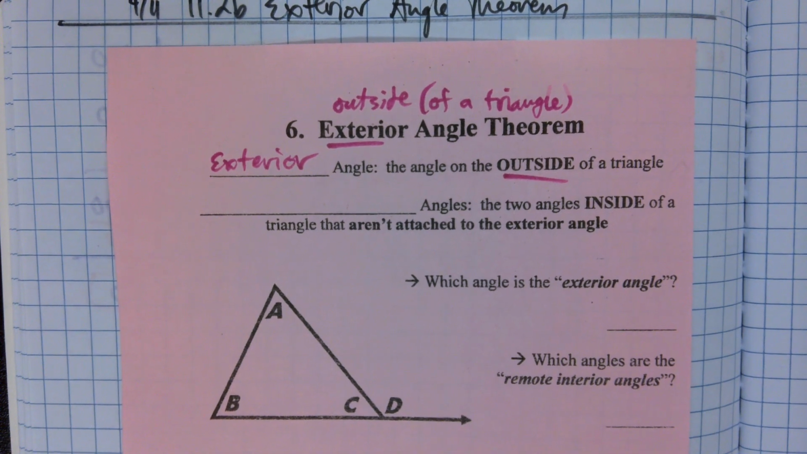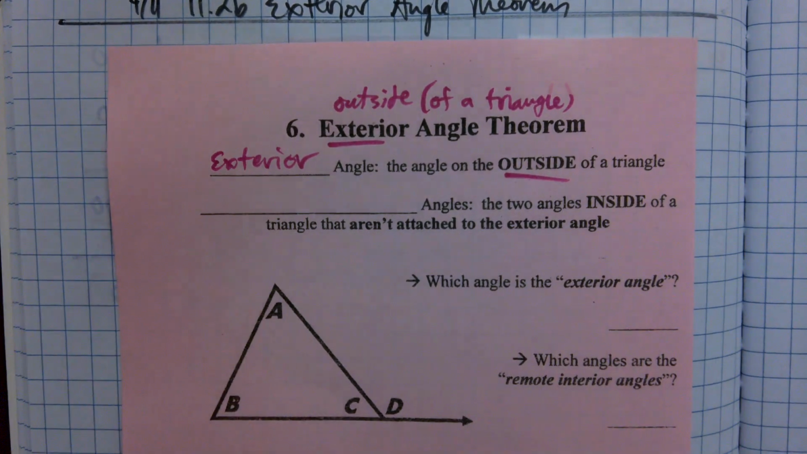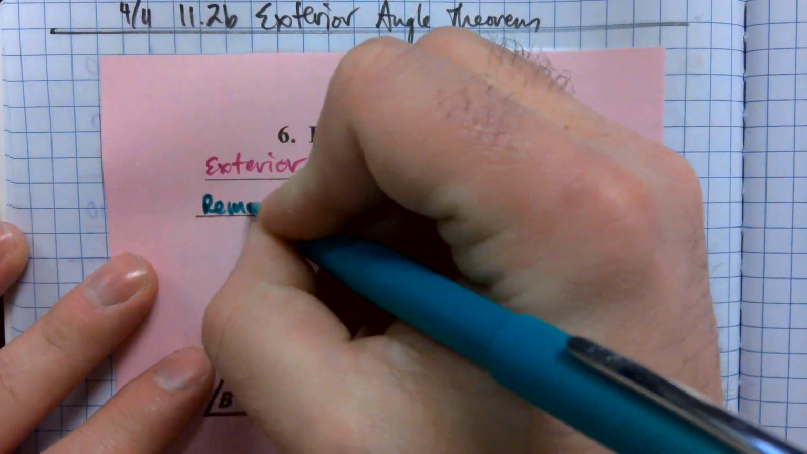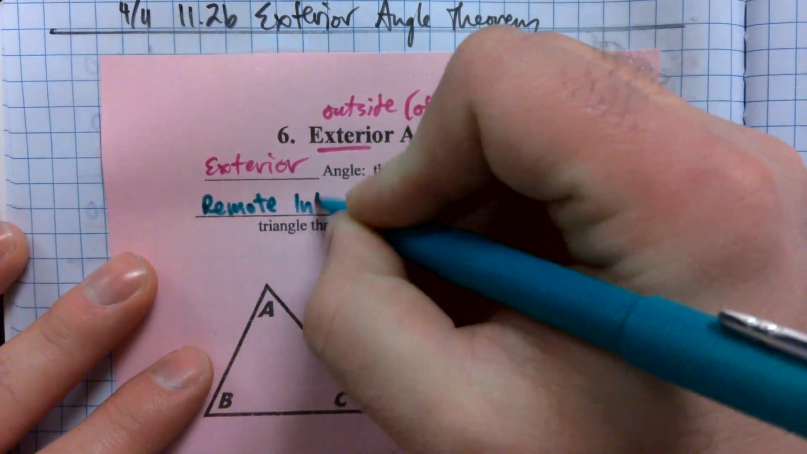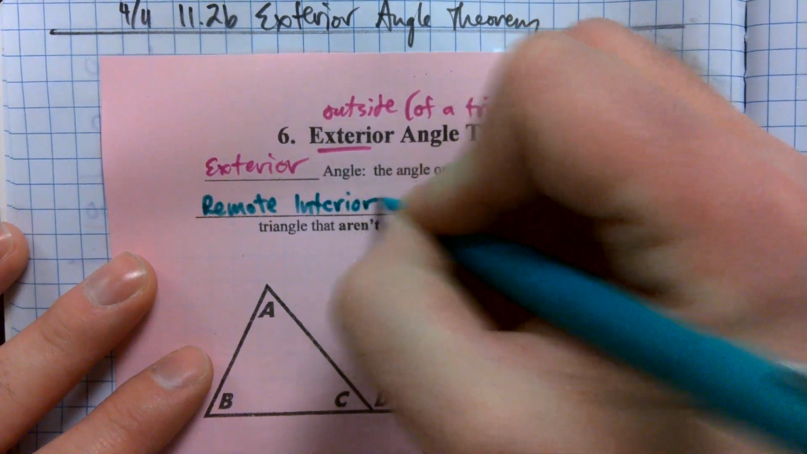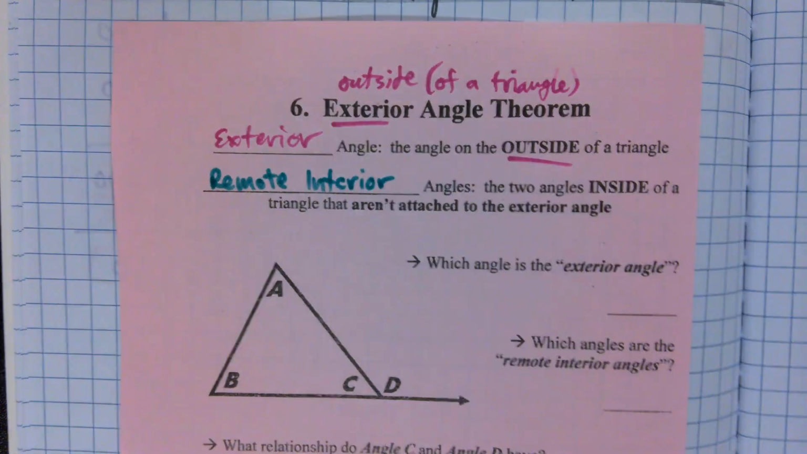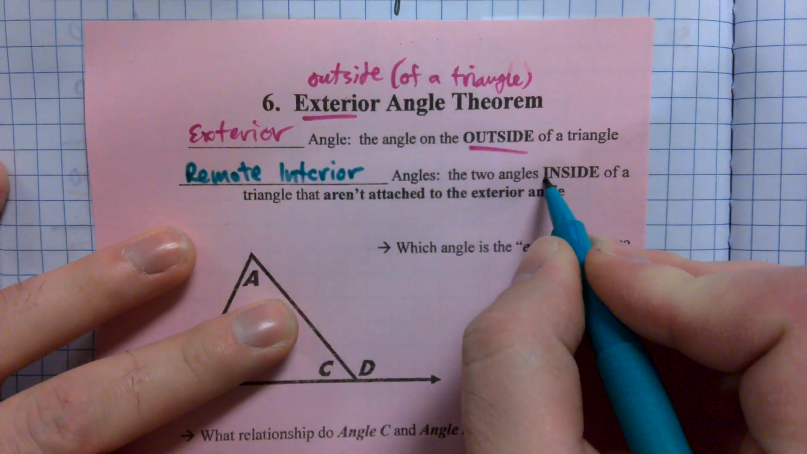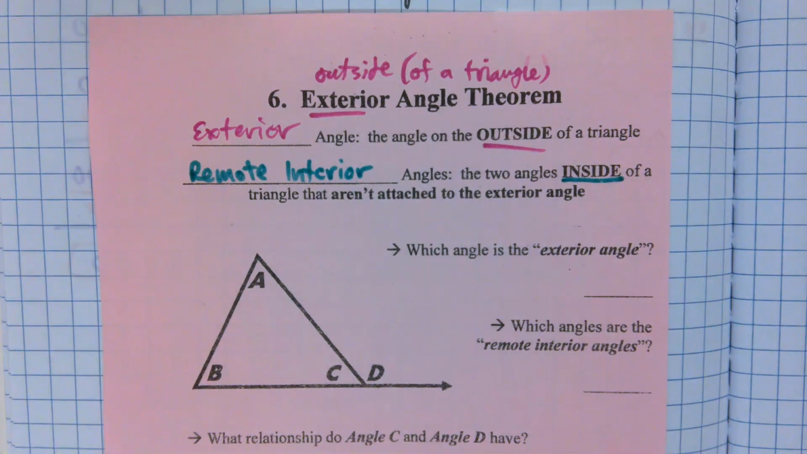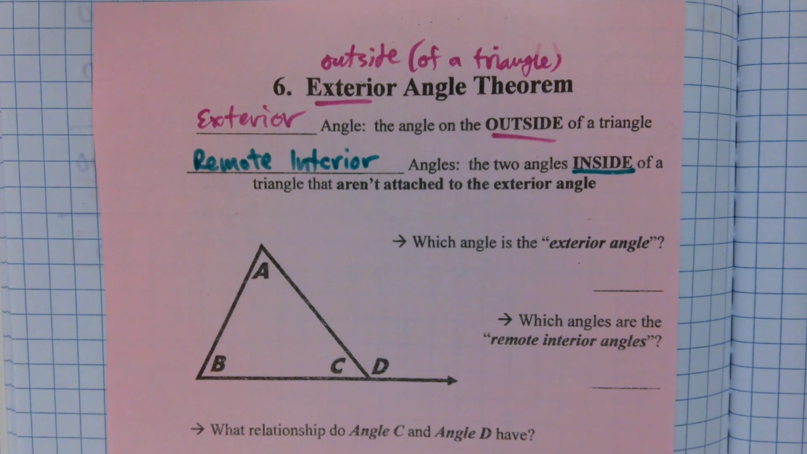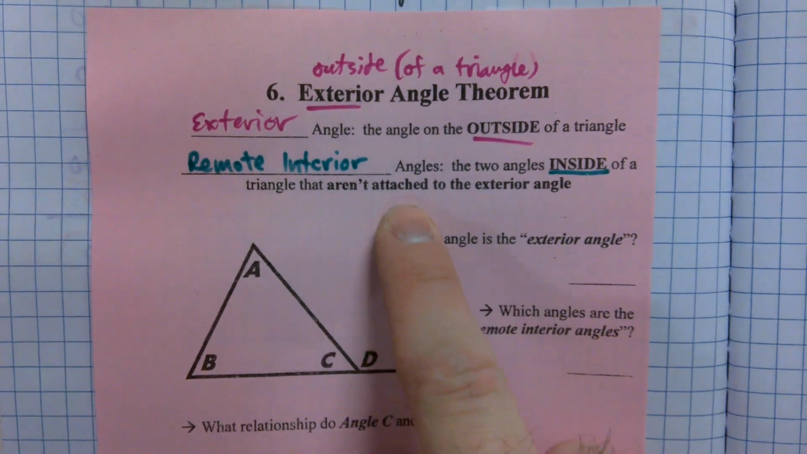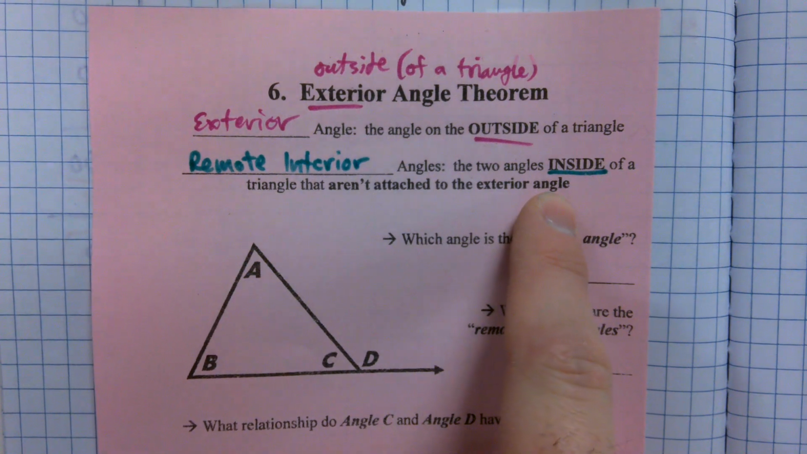And we're also going to have this new type of angle called remote interior angles. So they're on the inside of a triangle. And it's the two angles that aren't attached to the exterior angle.